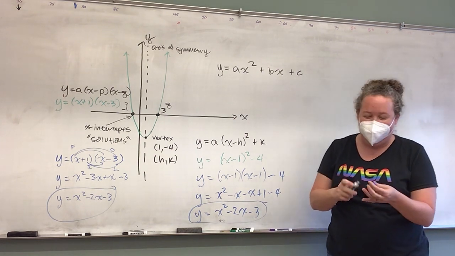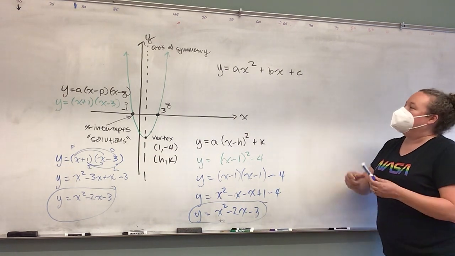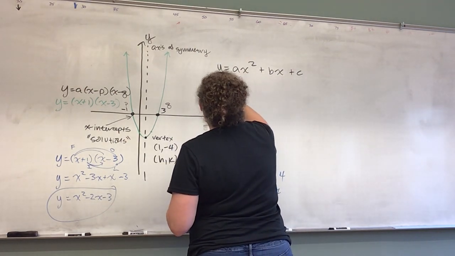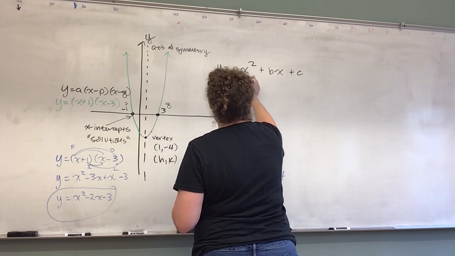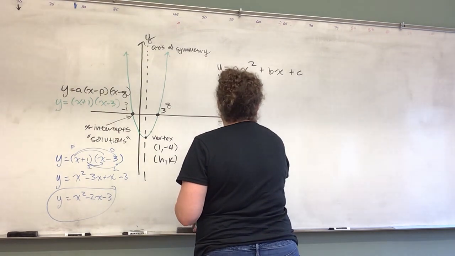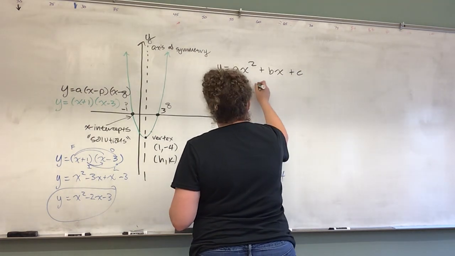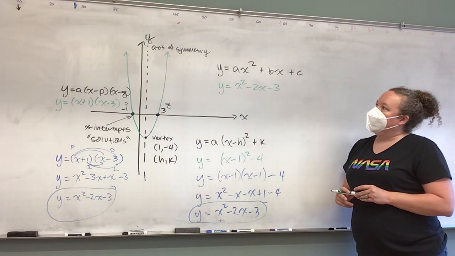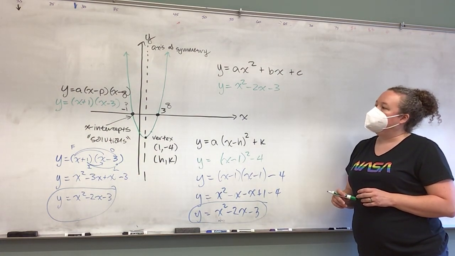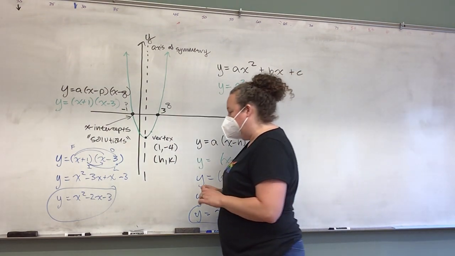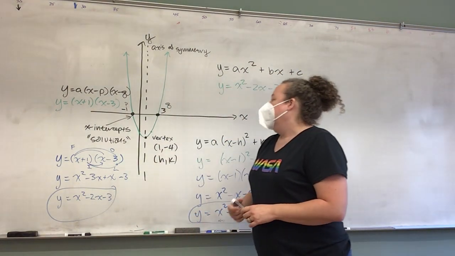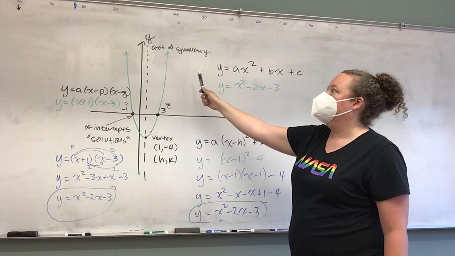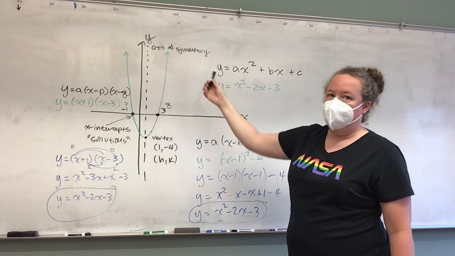Yes. And so we can see here then the standard form of this parabola is y equals x squared minus 2x minus 3. There's one final piece here. What is the equation of the axis of symmetry for this particular parabola, Gino? That's right, x equals 1.